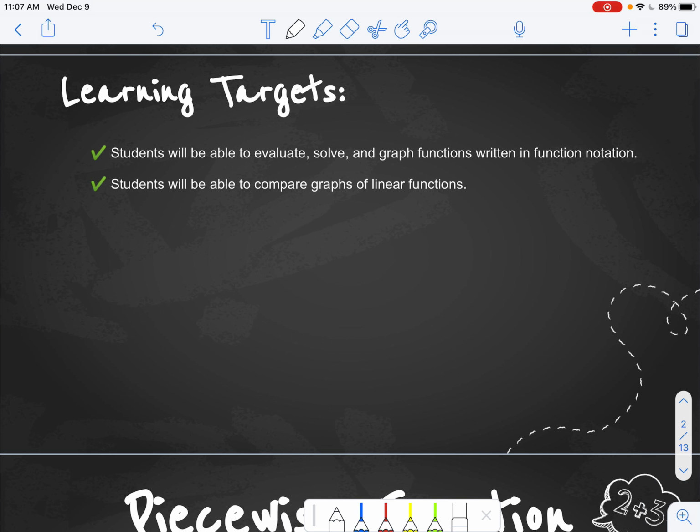So our learning targets. Students will be able to evaluate, solve, and graph functions written in function notation. That was more of what we looked at in Part A. We still are going to need to evaluate, solve, and graph functions, but they won't be in the form of f of x or in function notation. Students will be able to compare graphs of linear functions. So what we're going to look at is something that maybe we're familiar with, but it's called a parent function.